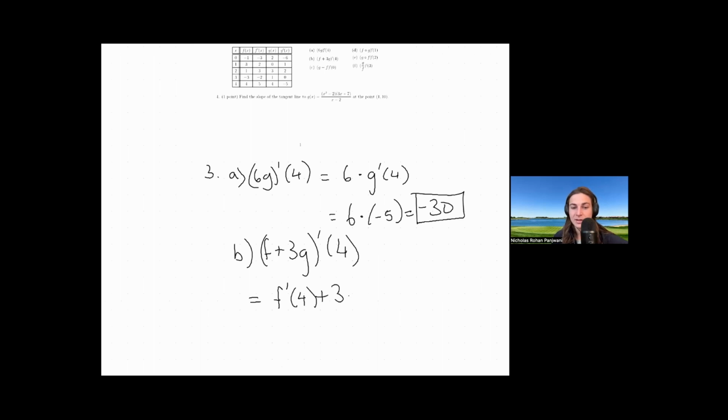So I did this part out just like we did part A, where we have 3 times g prime of 4 instead of 3g in parentheses prime of 4. So you could have split that up into 2 different steps where you're splitting it up at the level of the sum and then also doing the constant multiple in a separate step.